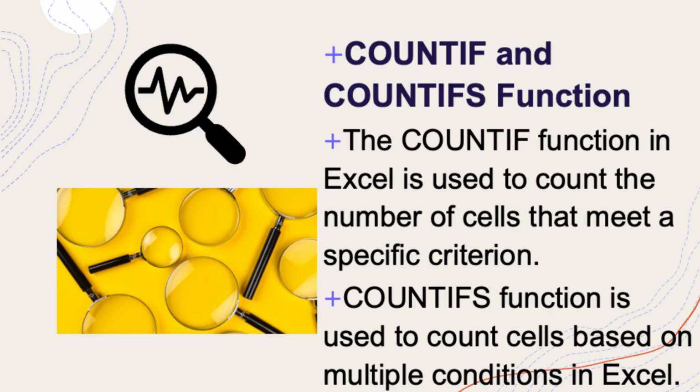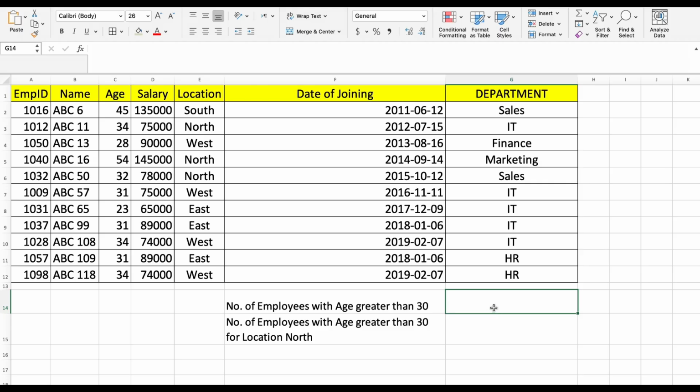The fourth function we will learn in this video is COUNTIF and COUNTIFS. The COUNTIF function in Excel is used to count the number of cells that meet a specific criterion. And to count cells based on multiple conditions in Excel, you can use the COUNTIFS function. This function allows you to apply more than one criterion across different ranges, or even the same range.